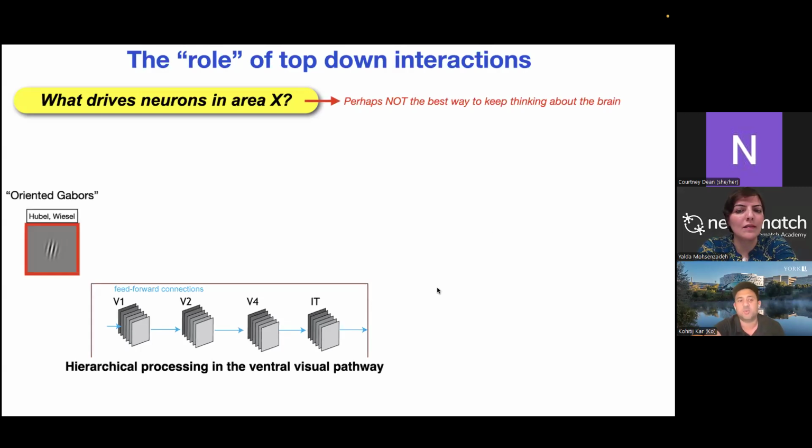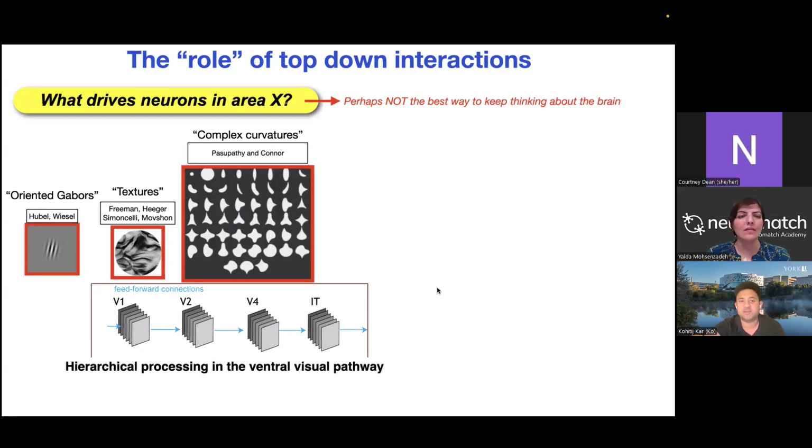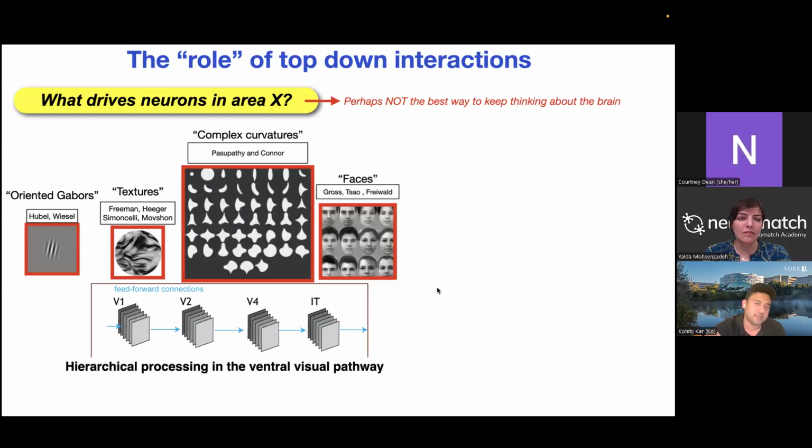So let's start answering the question. What drives neurons in area V1? A typical answer would be oriented Gabors, where different orientations produce different kinds of patterns. What drives neurons in V2 would be texture. What drives neurons in V4 would be complex curvature. What drives neurons in IT could be faces and objects. And now we know, and multiple papers have shown, that these answers, if anything, are incomplete. They don't completely explain what is going on in these areas.